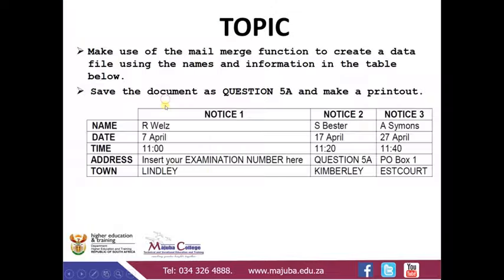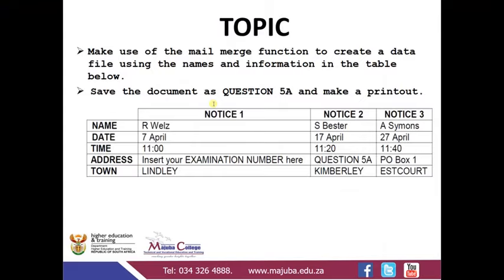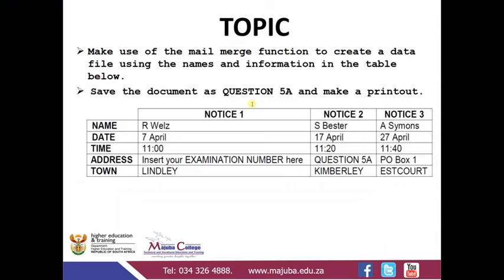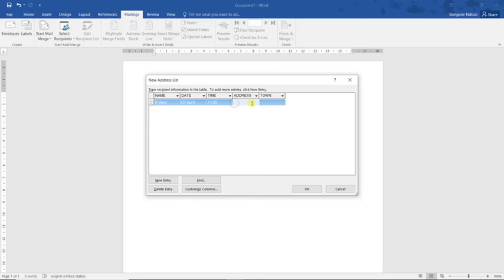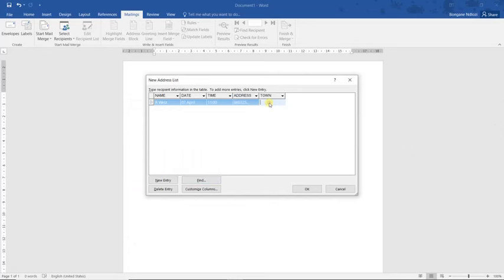So for name, the name of the first person is R. Wells. You click on it, R. Wells. Click on the date. The date is the 7th of April. Then the time is 11. Then the address: instead of the address, they said we need to insert our examination number. So we will insert it. This will be our temporary examination number. And then the town is Lindley.